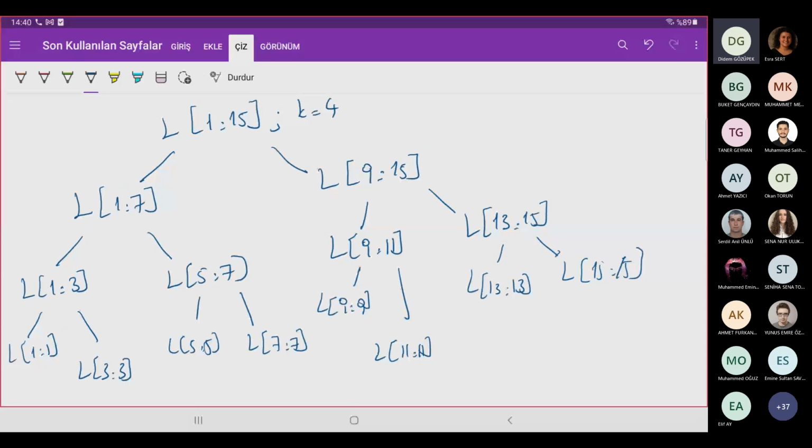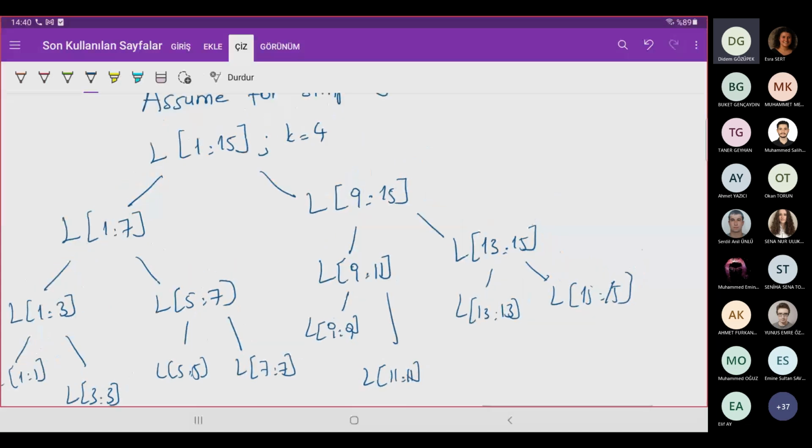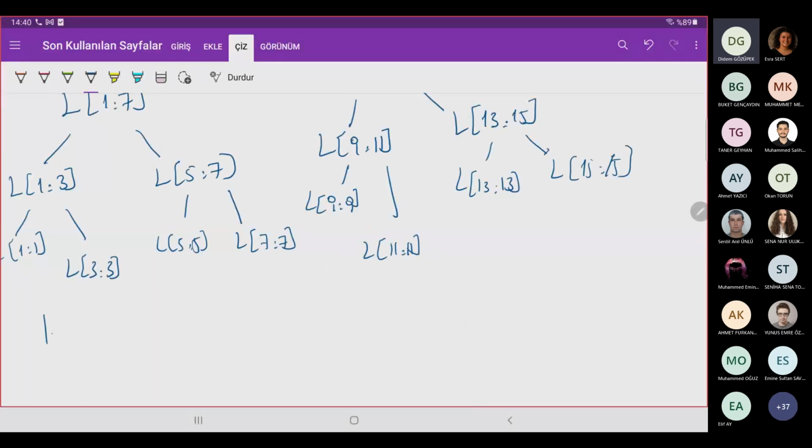So the smaller the depth of this tree is, the less number of comparisons we have. So in rearrange, always high minus low plus 2 comparisons will be performed.